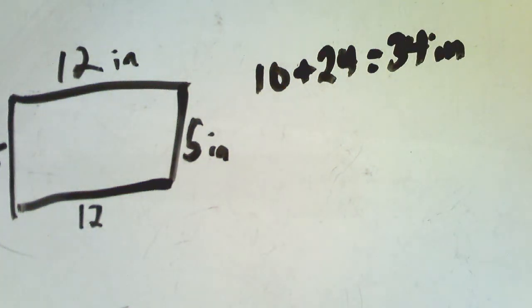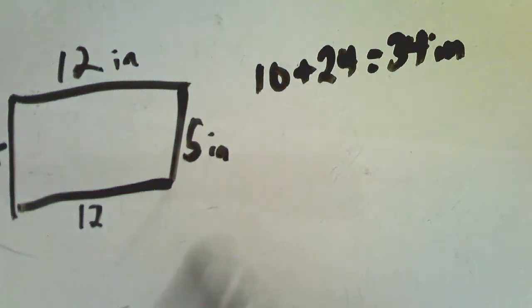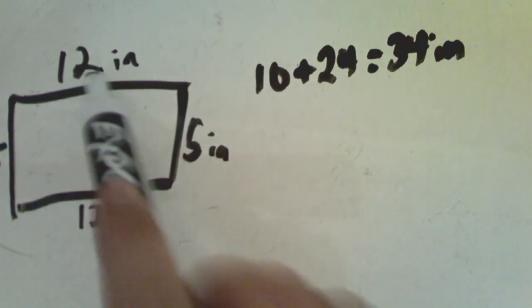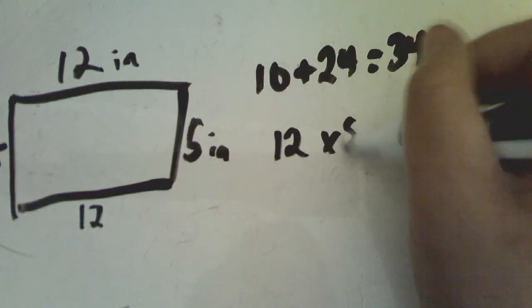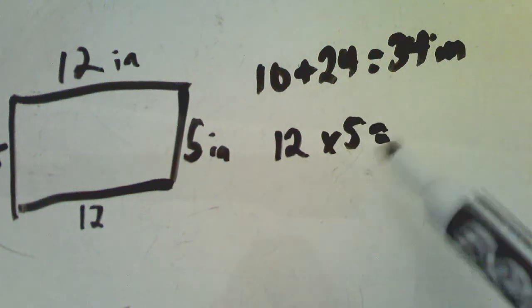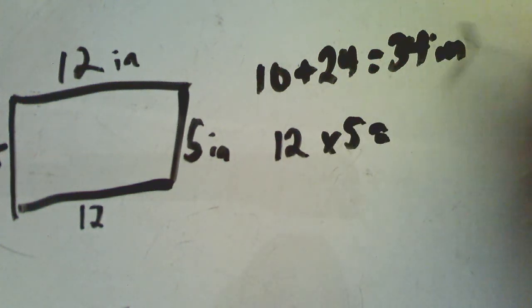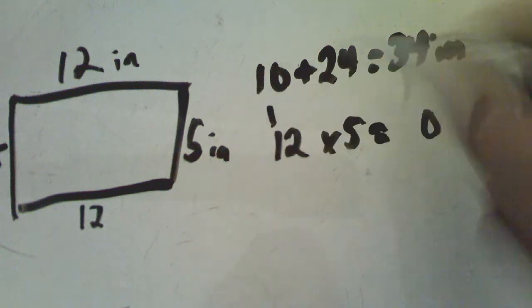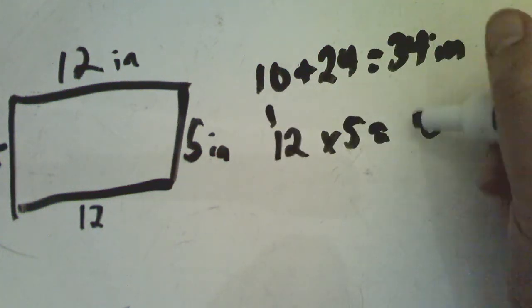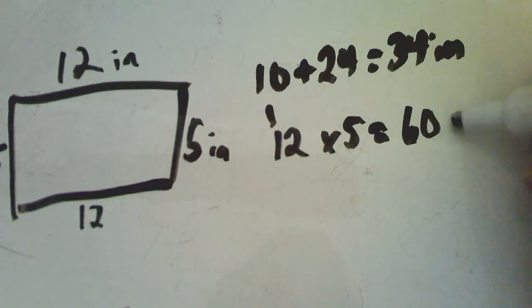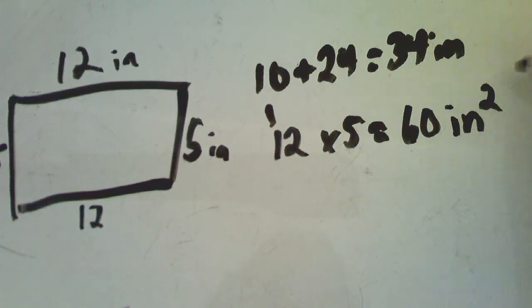There's our perimeter. And now we have to do the area. So area we have to do length times width. So in this case, 12 times 5. Okay. 5 times 2 makes 10. I'm going to carry my 1 over. And 5 times 1 is 5 plus 1 more gets me 6. So I end up with 60 inches squared.